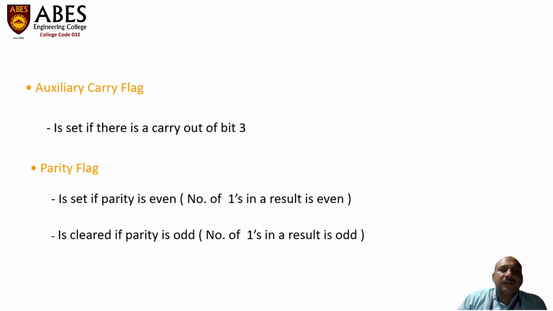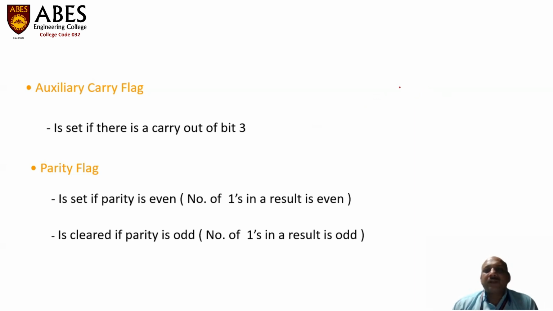Now, the auxiliary flag is basically not available in the form of an instruction, and it is used in decimal addition. For example, we all know that any microprocessor in the world only does binary addition and binary subtraction. It doesn't know decimal things. So we can do decimal addition by some method, and the auxiliary flag basically helps in this method.